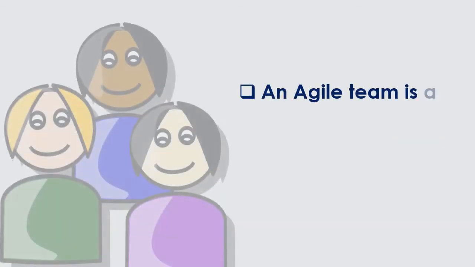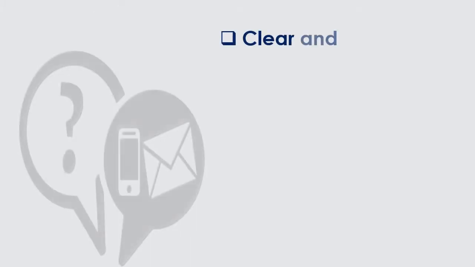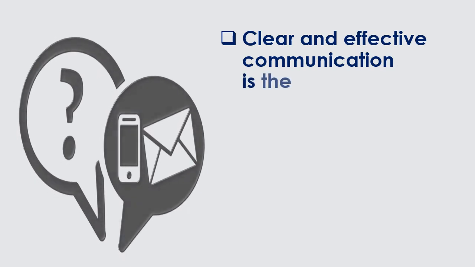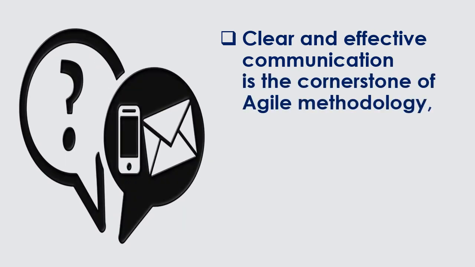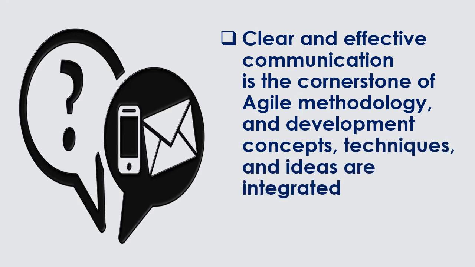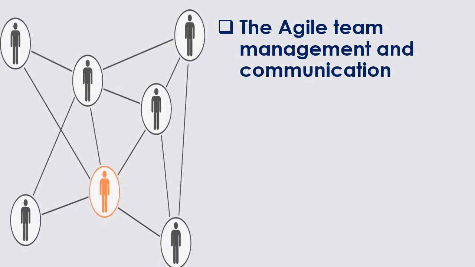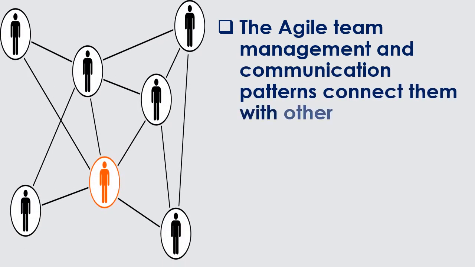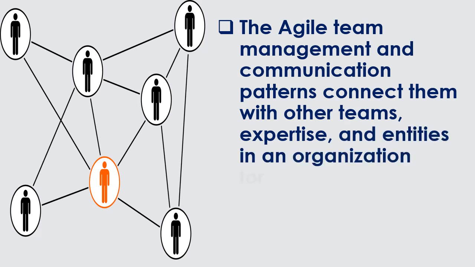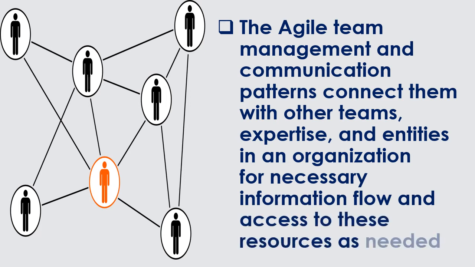An agile team is a form of integrated product team. Clear and effective communication is the cornerstone of agile methodology, and development concepts, techniques, and ideas are integrated within. The agile team management and communication patterns connect them with other teams, expertise, and entities in an organization for necessary information flow and access to these resources as needed.